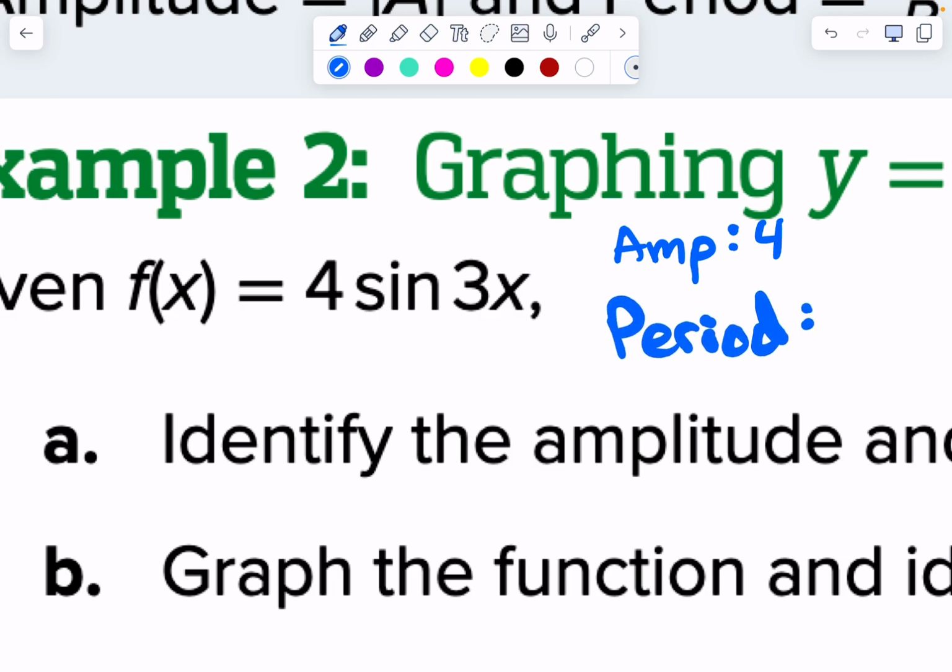And the number that's right in front of the x is what is going to change the period, okay? And period is how long it is from start to finish. Basically it's one chunk of it before it starts to copy and paste, right? That's what a period is, okay? So the period is 3x.